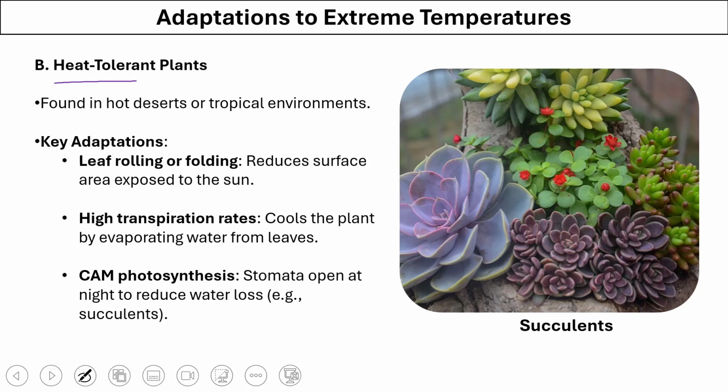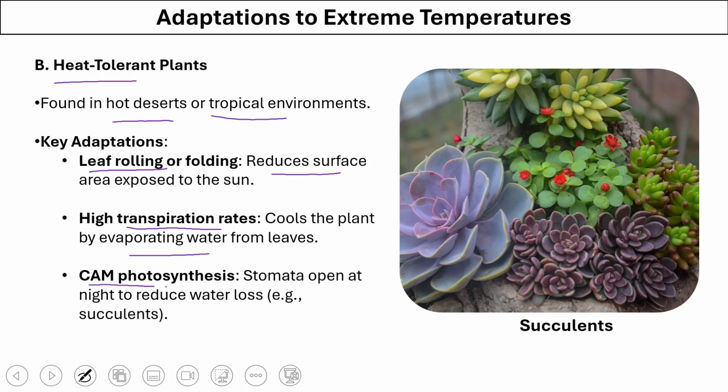The high heat tolerant plants are found in hot deserts or tropical environments. Their adaptations are they tend to fold or roll their leaves, again to reduce the exposure to sun. They also want to keep themselves cool, that's why they perform a lot of transpiration, which is the evaporation of water from their leaf surface.